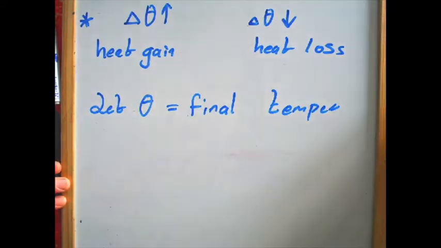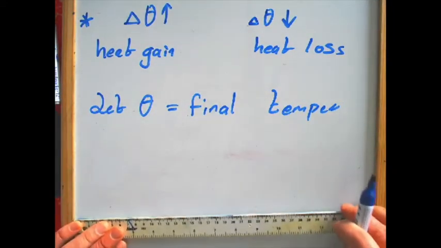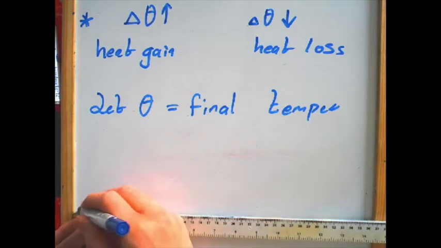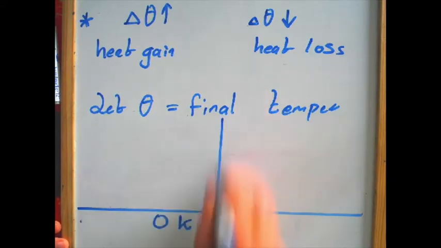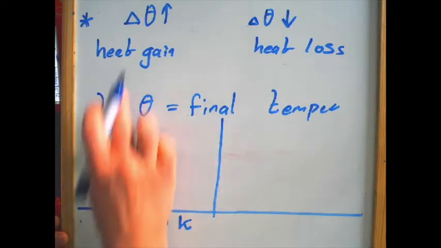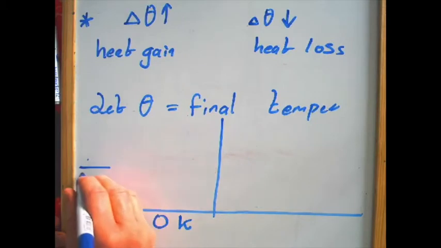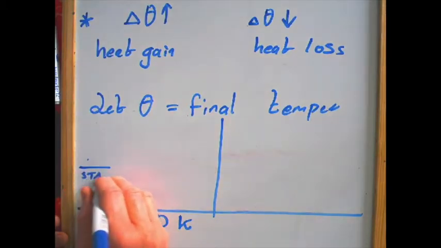And then to piece together what happens next, I hope you can see that's just the bottom of your screen. Let's say that this is the base. Let's say that this is 0 degrees Kelvin. And let's say the first situation we're going to talk about is heat gain. Let's say that's the temperature at the start.